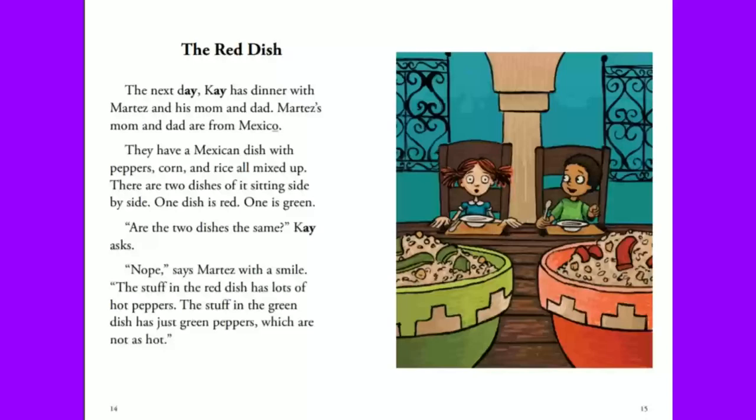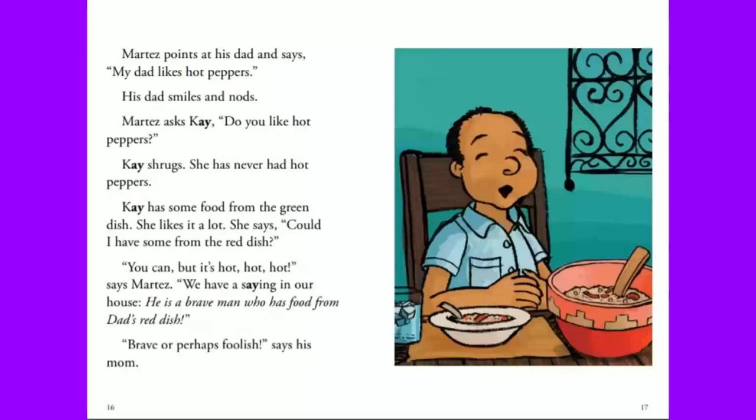One dish is red, one dish is green. "Are the 2 dishes the same?" Kay asks. "Nope," says Martez with a smile. The stuff in the red dish has lots of hot peppers. The stuff in the green dish has just green peppers, which are not as hot. Martez points at his dad and says, "My dad likes hot peppers." His dad smiles and nods.